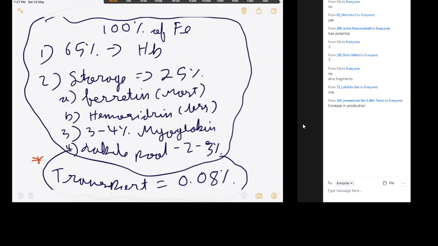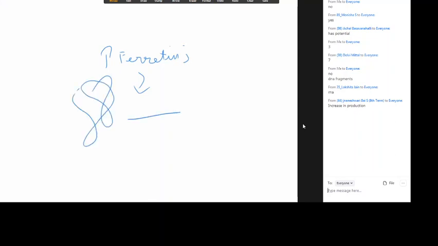And when you have more ferritin, this ferritin is not that stable. We'll call it a big compound. It later on breaks down and forms hemosiderin. Ferritin is not that stable, this is more stable. So we can derive the properties: it is more stable.